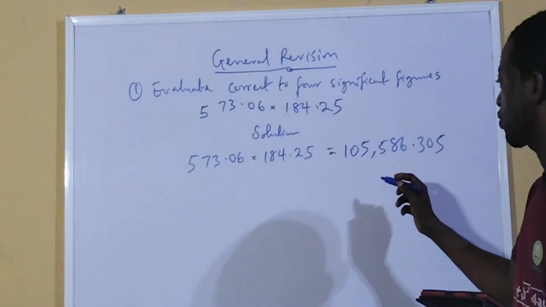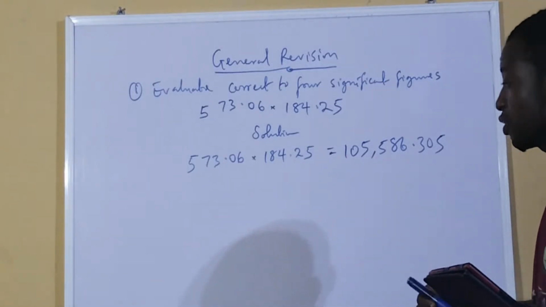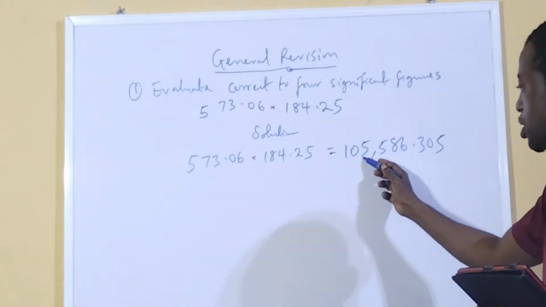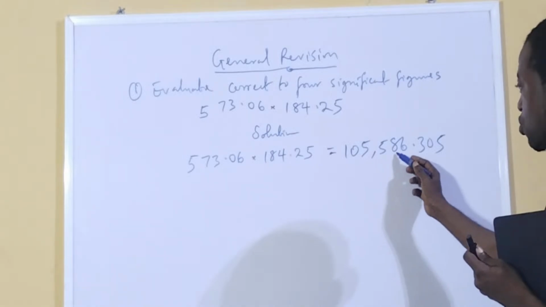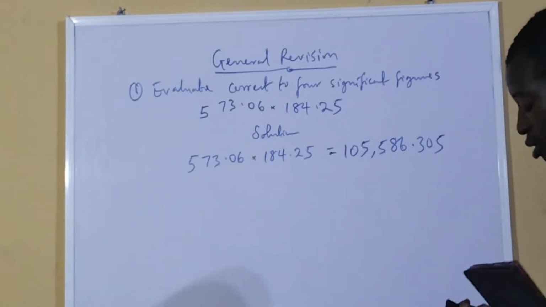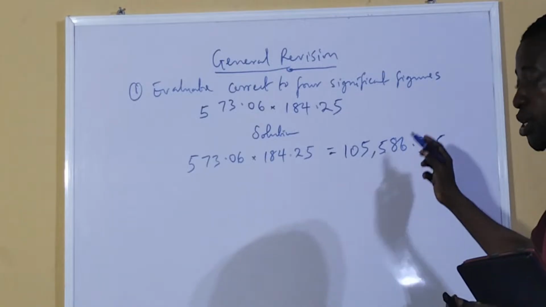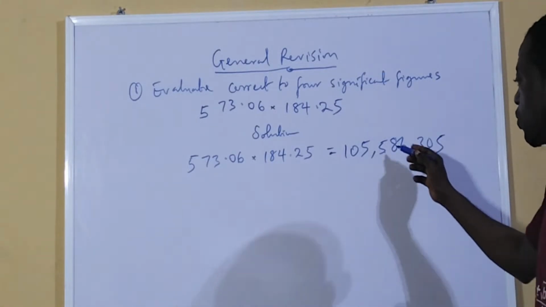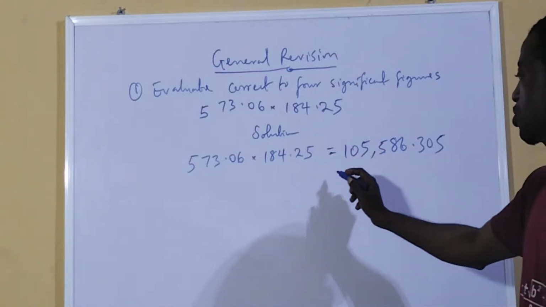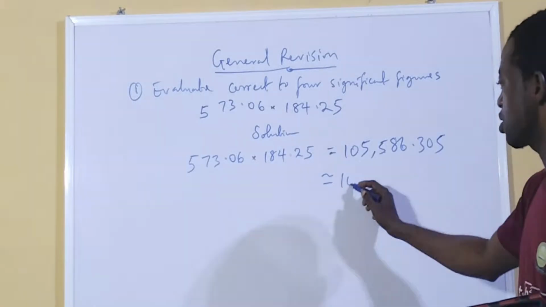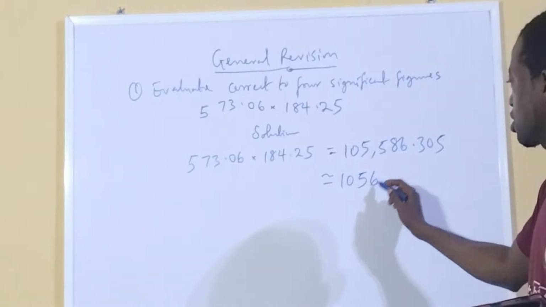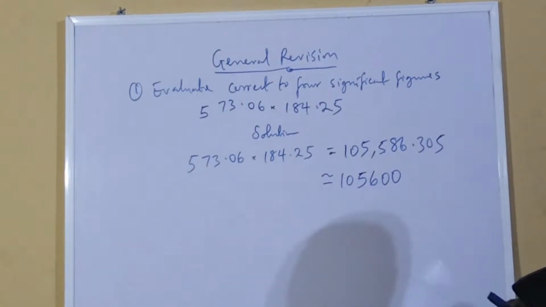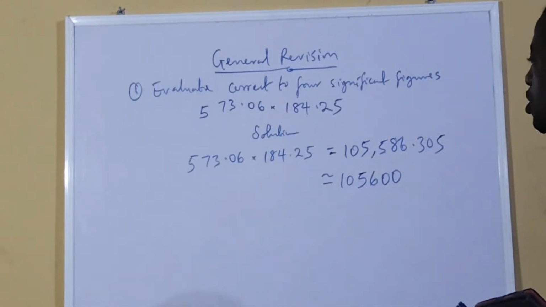Into four significant figures. The fourth significant number here is this second part, that is 1, 2, 3, 4. So we round at this position here. And this 8, the number that is more than 5, we change to 1 and add it to the position we are rounding to. So this now becomes 105,600.